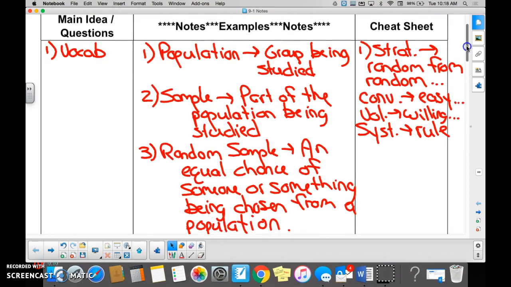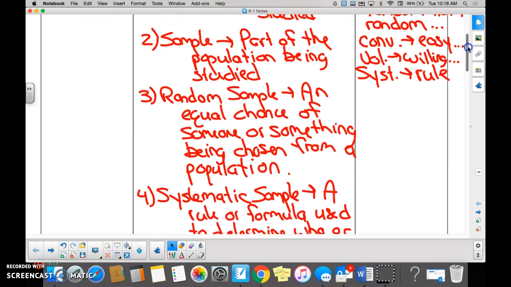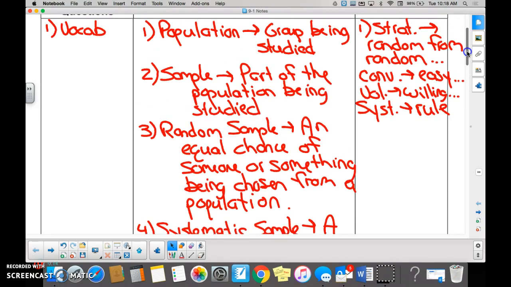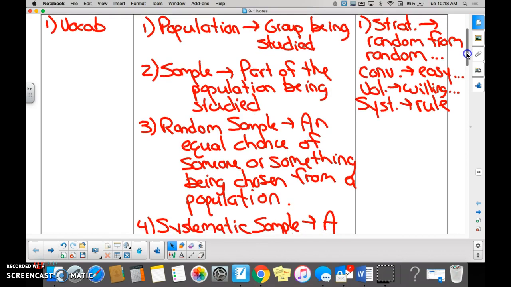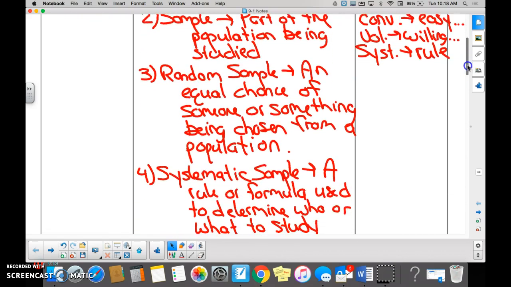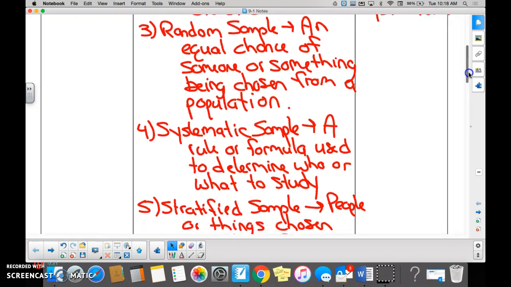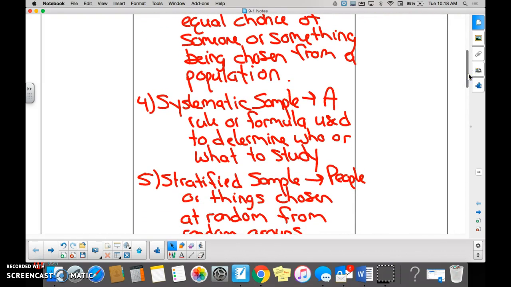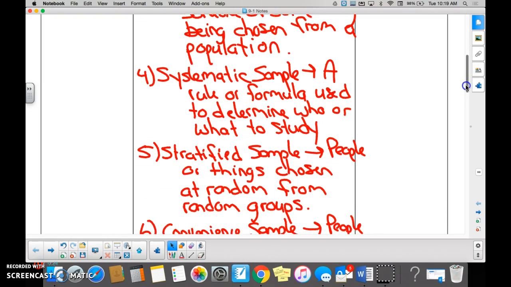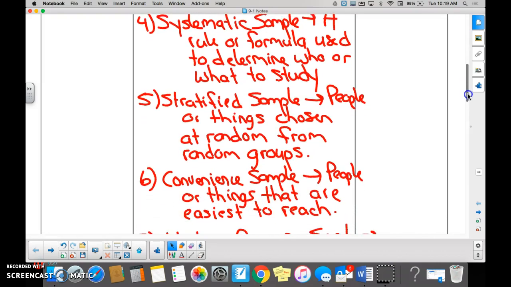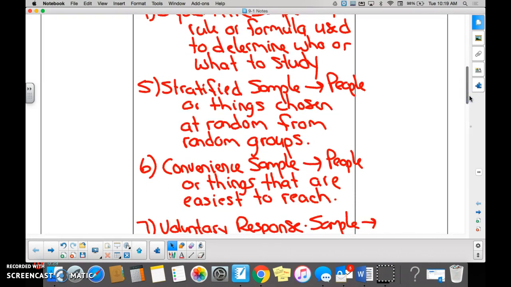The vocab for this lesson is probably the most important part of the lesson until we get down to analyzing the bias. Population, sample, random sample, just like what it sounds. Systematic sample gets a little bit more complicated, but there's a system in place or a formula used. Stratified, you need to know stratified. That's a tricky word. I'm pretty sure none of you came in with an understanding of what a stratified sample was. Random people from random groups.